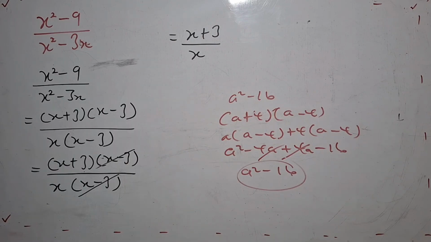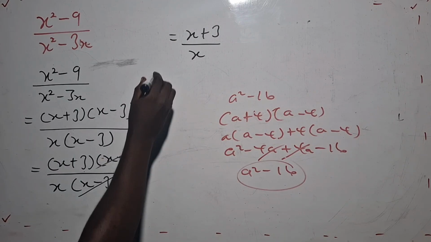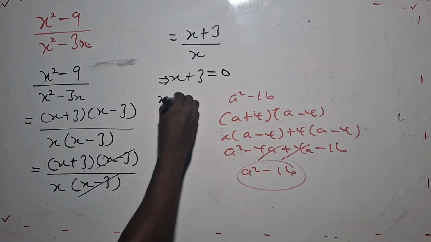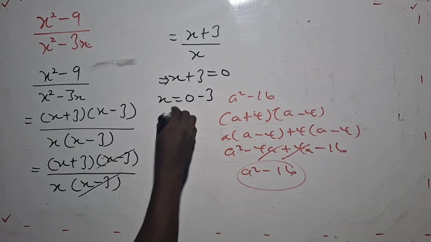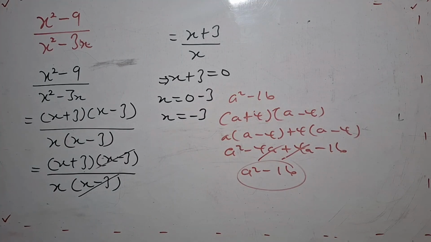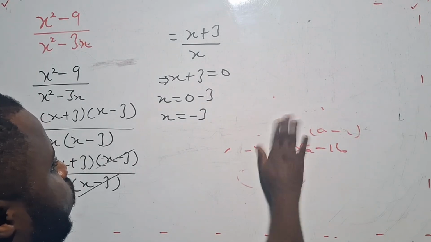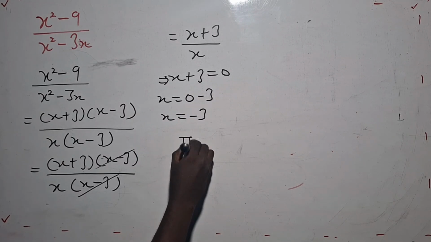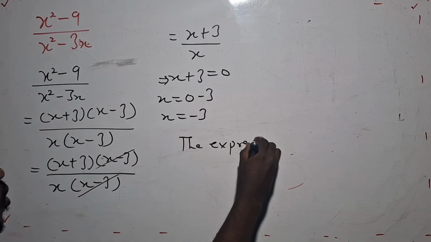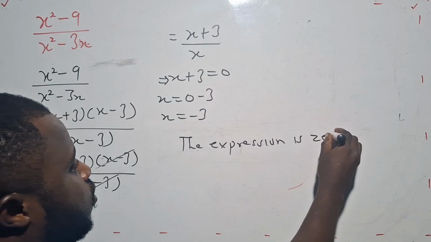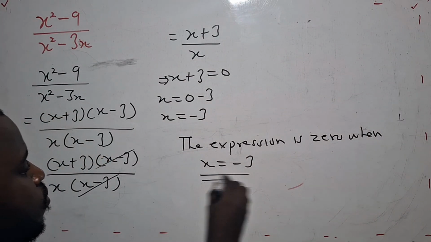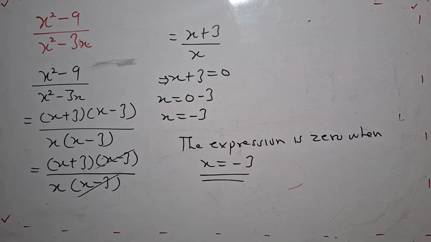It means we have to equate the top number to 0. So x plus 3 is equal to 0. So x is equal to 0 minus 3, then x is equal to -3. Yes, so this is how we solve it. So the expression is 0 when x is equal to -3. So this is how we solve it.